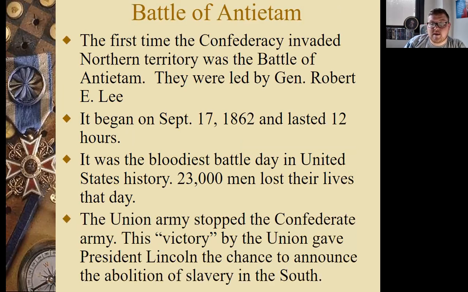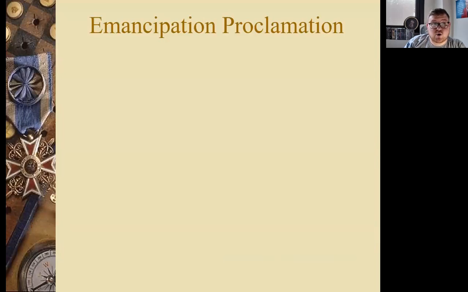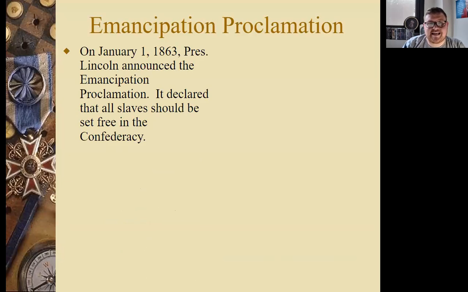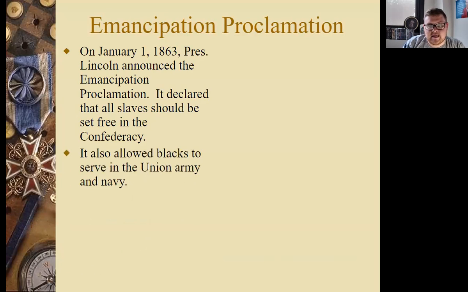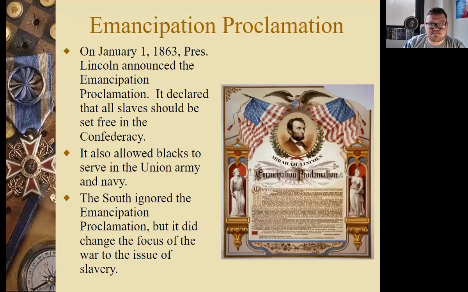The Union Army stopped the Confederate Army. This victory by the Union gave President Lincoln the chance to announce the abolition of slavery in the South. This is the Emancipation Proclamation. On January 1st, 1863, President Lincoln announced the Emancipation Proclamation and declared that all slaves should be set free only in the Confederacy. It's very important that you understand that. It also allowed blacks to serve in the Union Army and Navy. The South ignored the Emancipation Proclamation, but it did change the focus of the war clearly to the issue of the abolition of slavery.